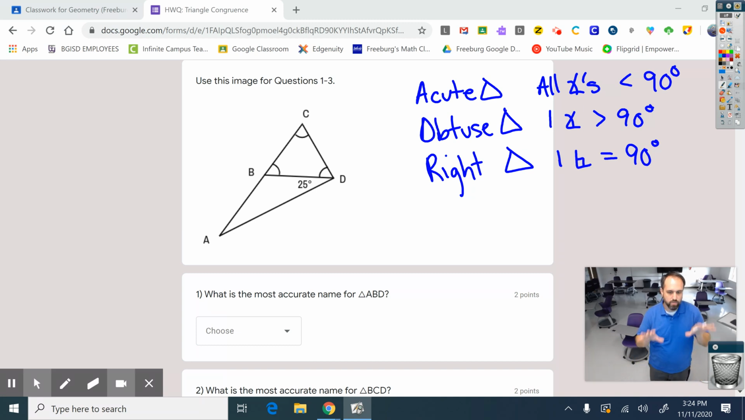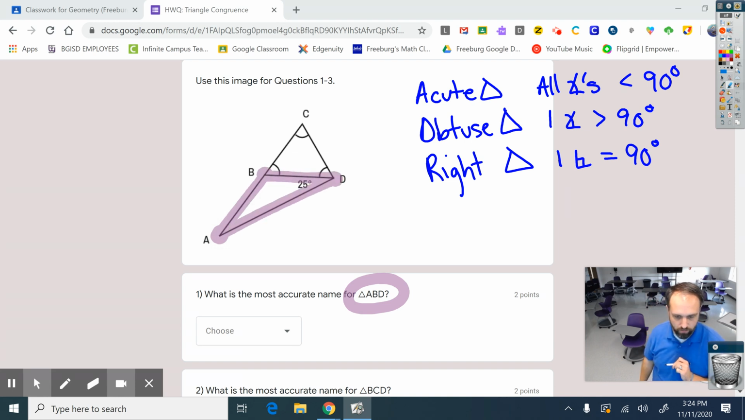So as we take a quick look at this one, we're going to use this diagram for the first three questions. The first thing you want to be able to identify is, how do I even read this question, right? This symbol there is triangle. That first symbol is triangle ABD. And so what I like to do is I literally start at A, go to B, then to D, and I'll complete my triangle like this.